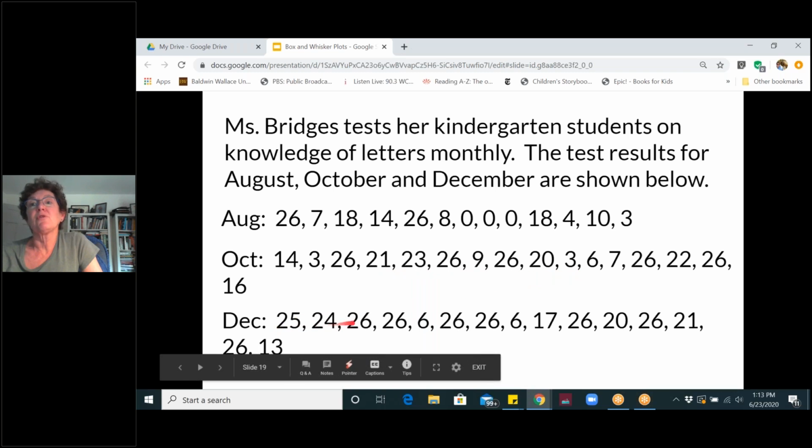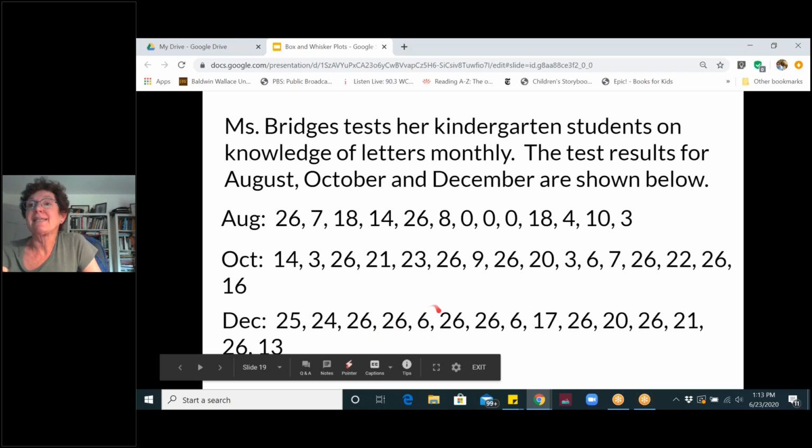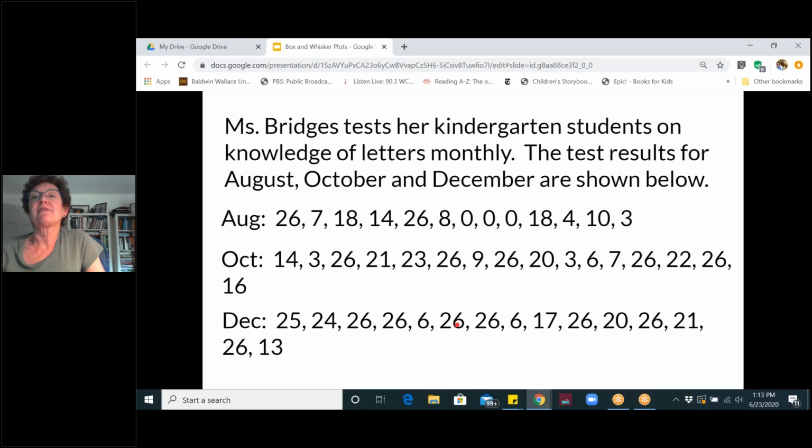And then by December, look at all these in the upper ranges of the 20s. So there are a lot of people, no zeros. Looks like 6 is the smallest. But that's all we can say looking at this quickly.